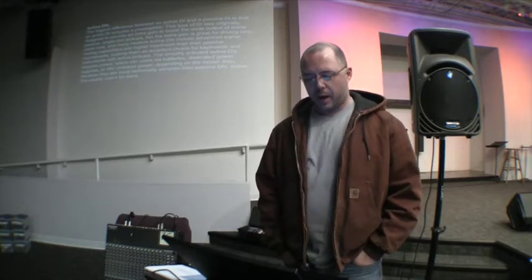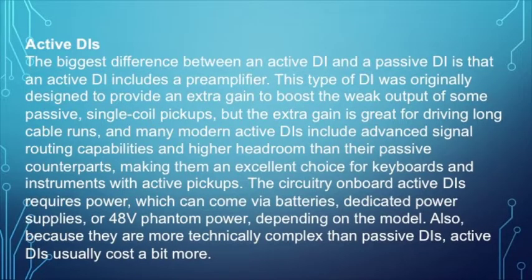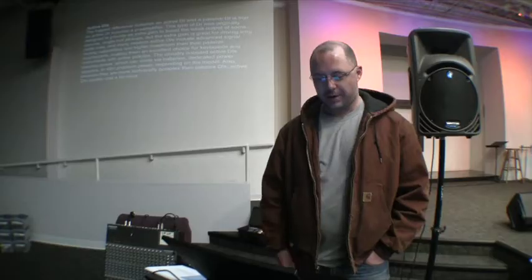The circuitry onboard active DIs requires power, which can come via batteries, a dedicated power supply, or 48-volt phantom power, depending on the model. Also, because they're technically more complex than passive DIs, active DIs usually cost a bit more. A lot more.